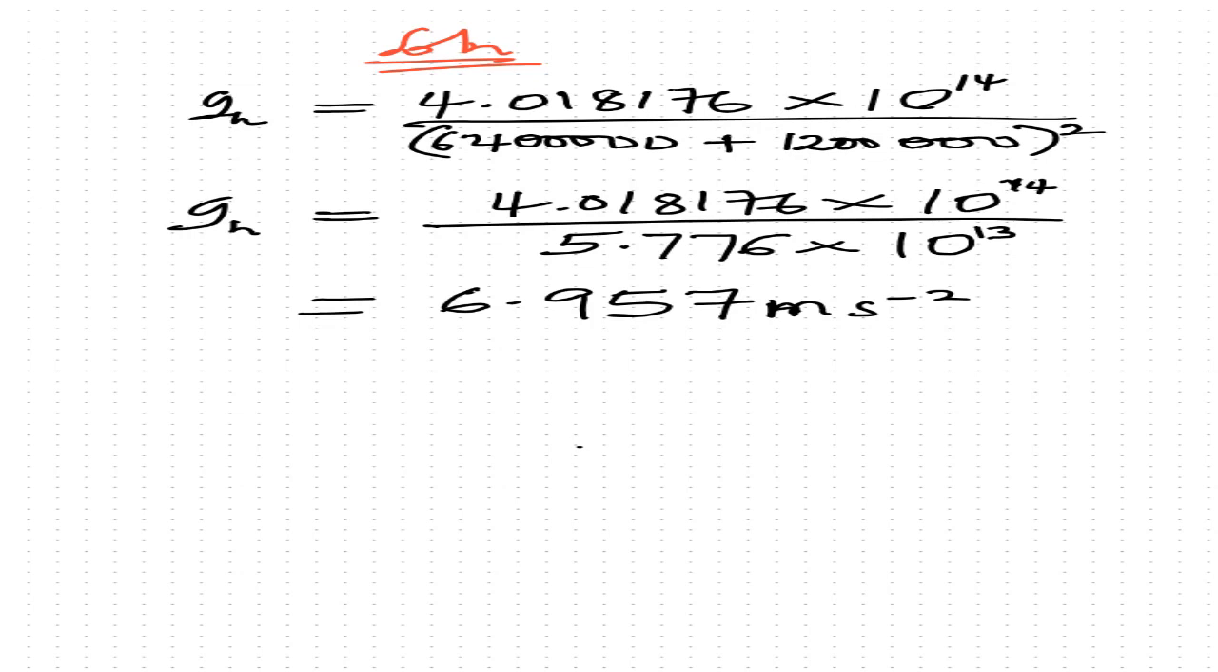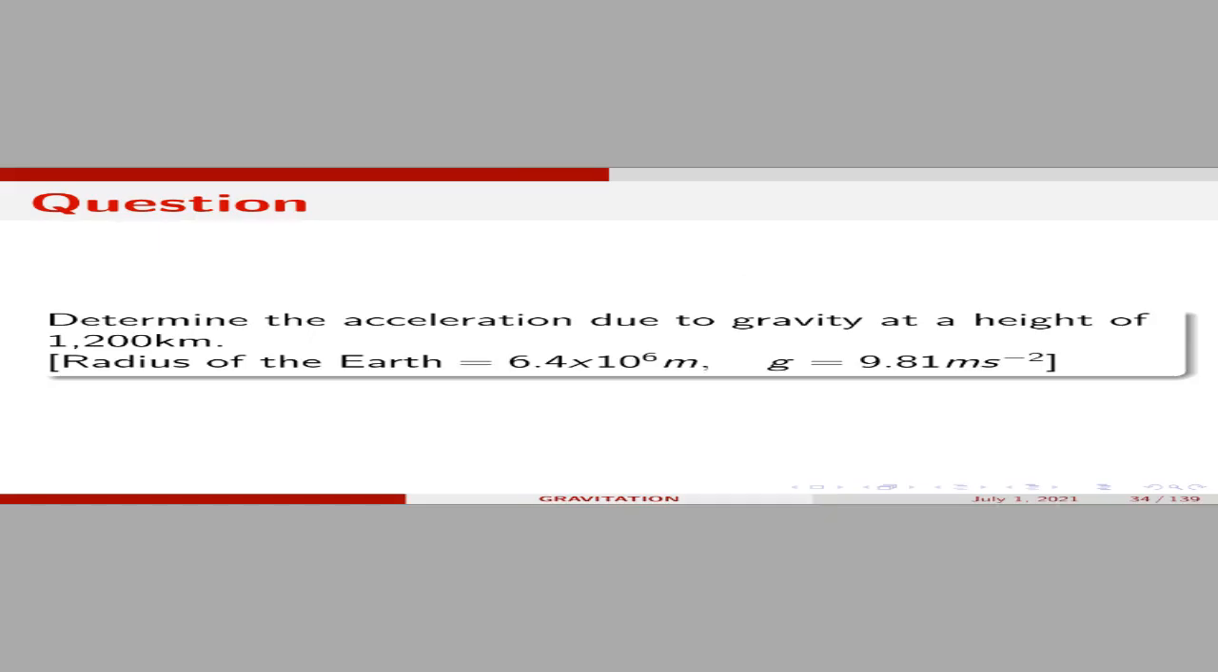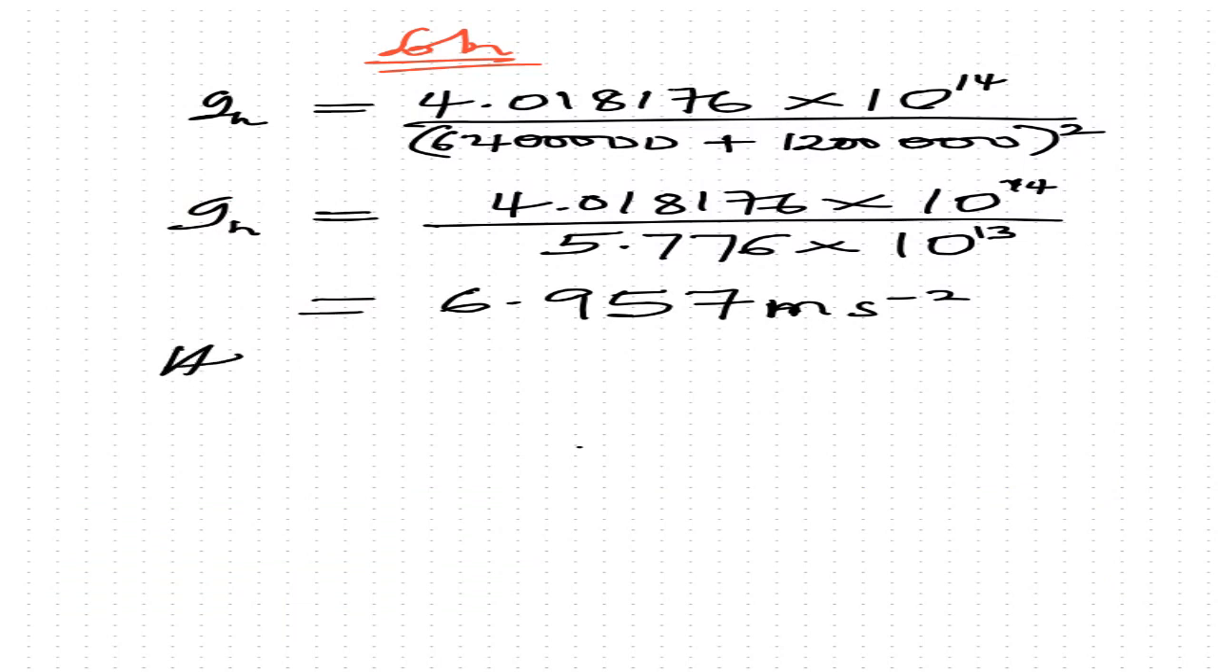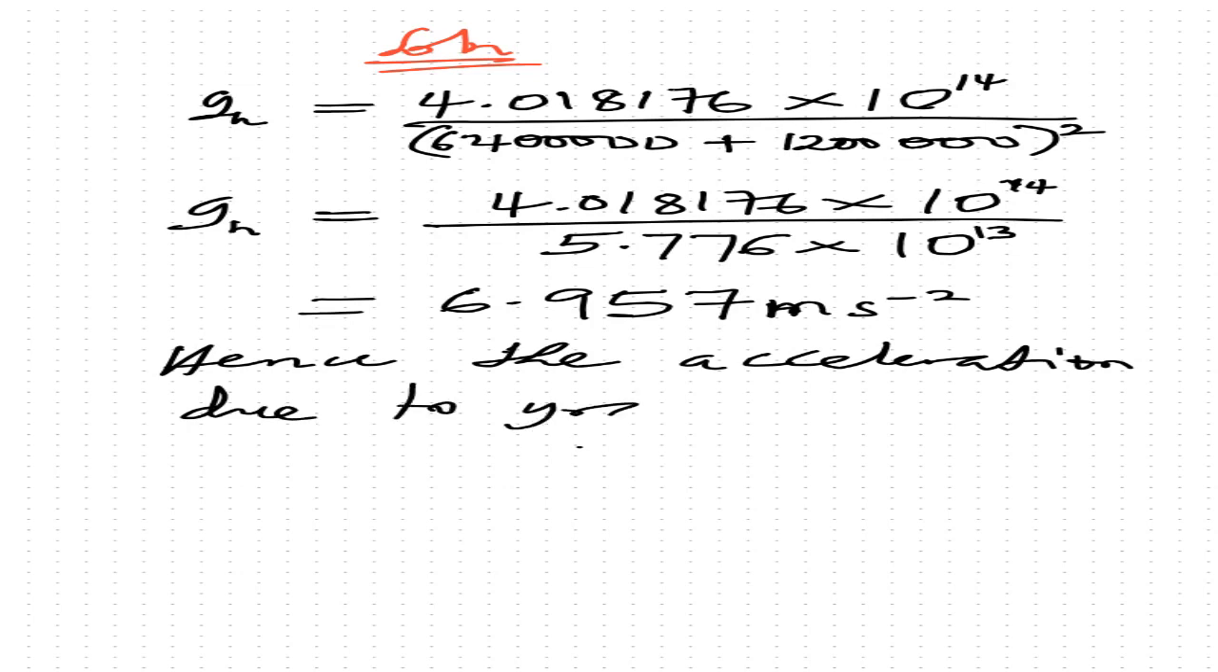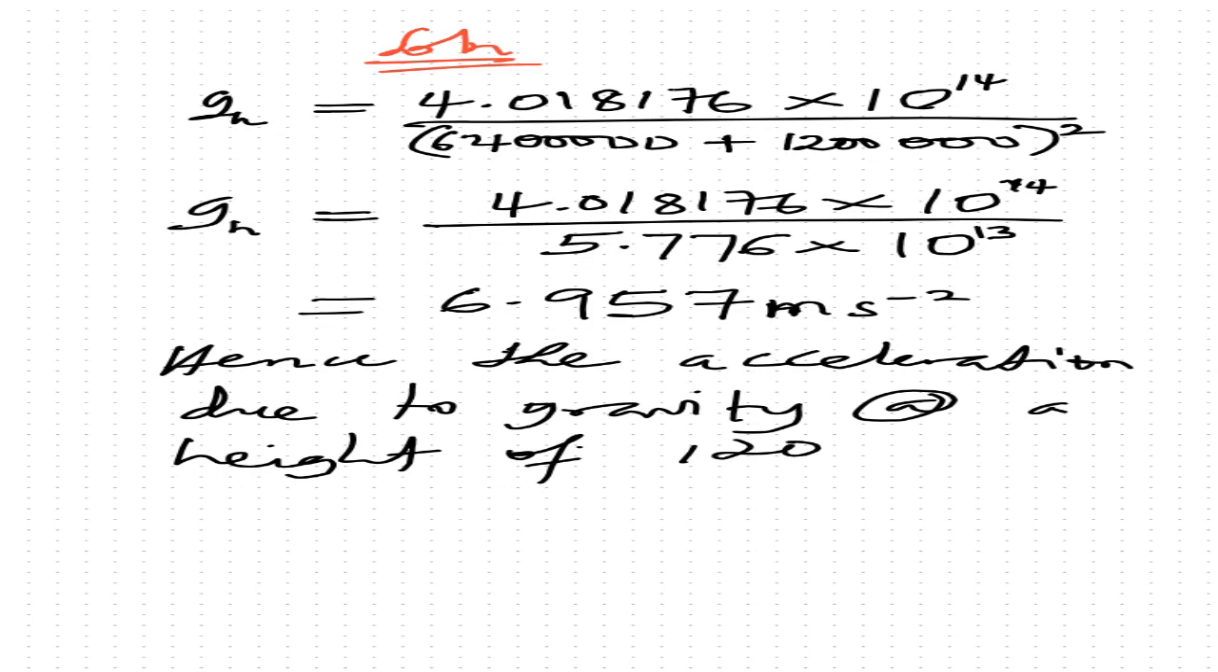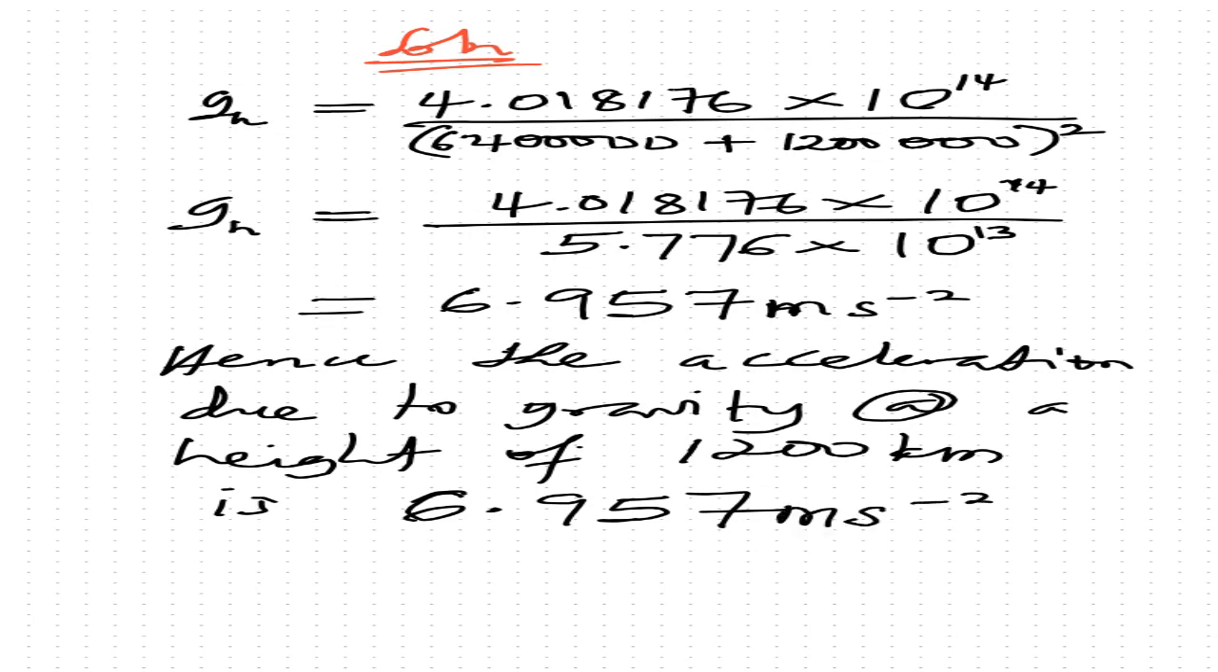Okay. So how do we conclude? So we say that therefore, hence, the acceleration due to gravity at the height of 1,200 kilometers, that is what the question said, is 6.957 meters per second squared.